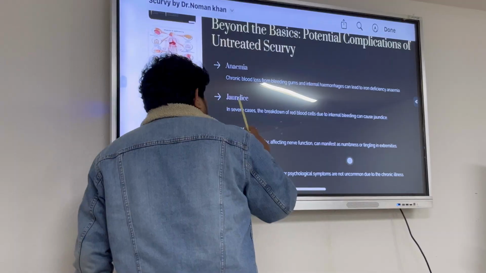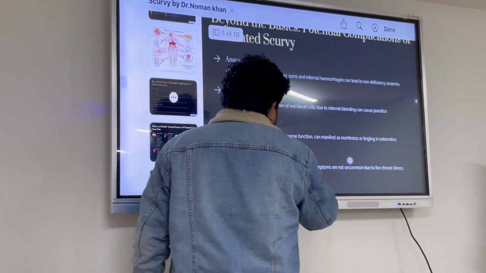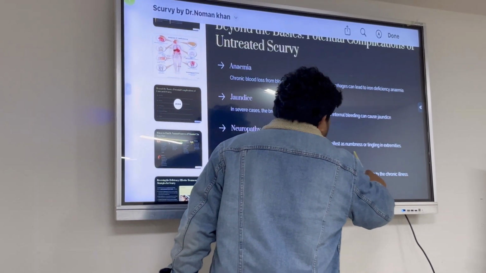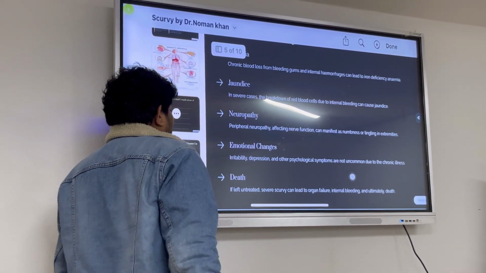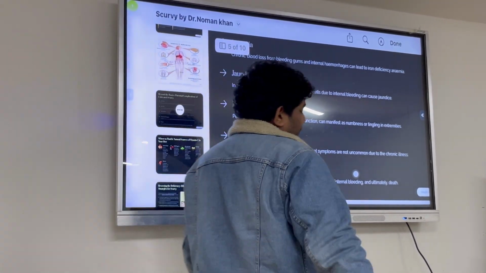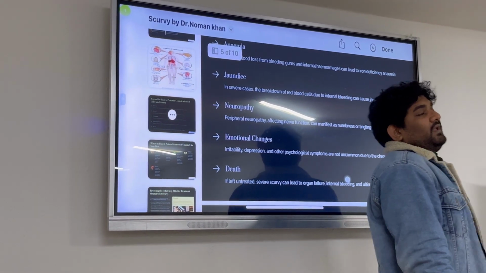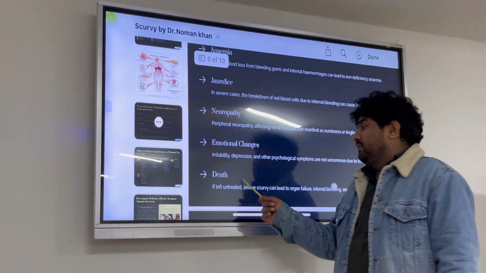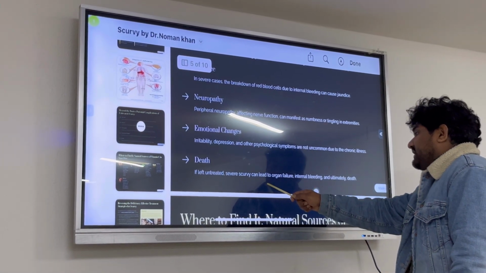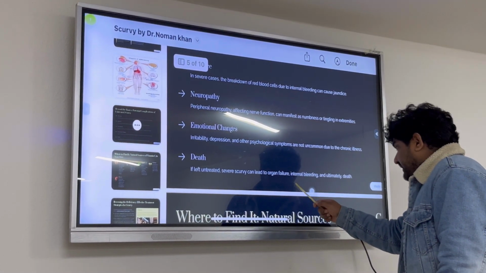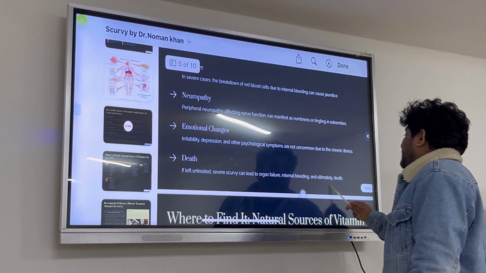And neuropathy: peripheral neuropathy affecting the nerve function can manifest as tingling in the extremities. And there are emotional changes also. And at last, if you do not treat this scurvy, if left untreated, severe scurvy can lead to organ failure, internal bleeding, and ultimately death.